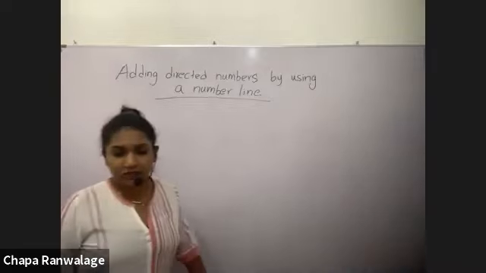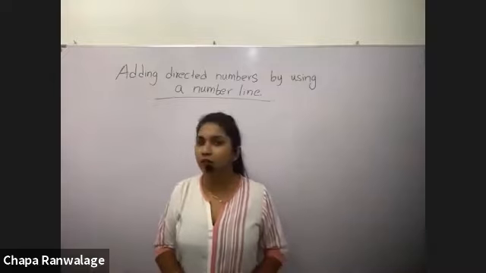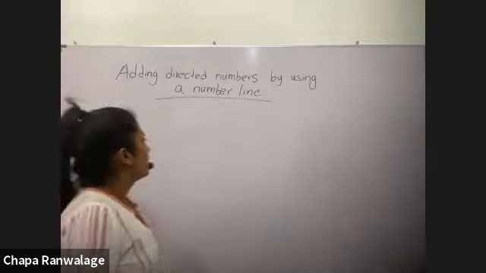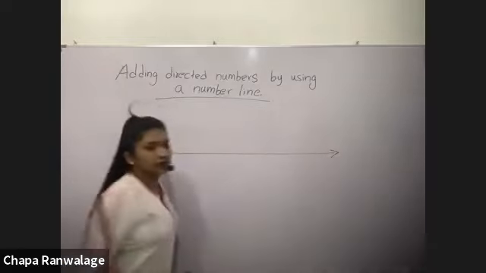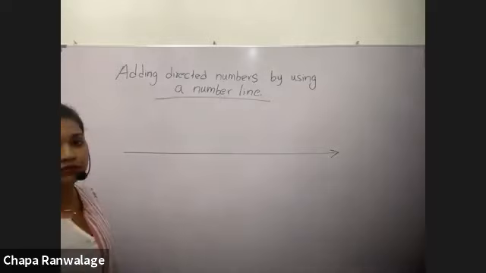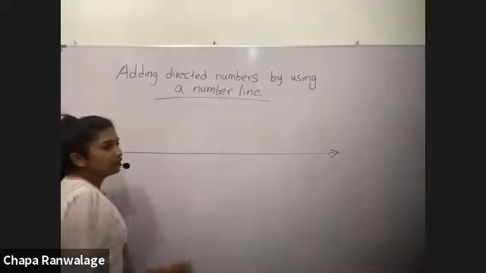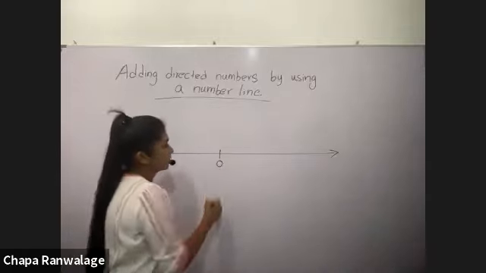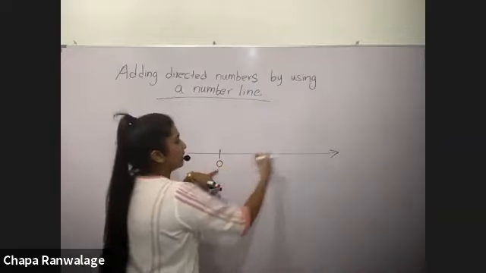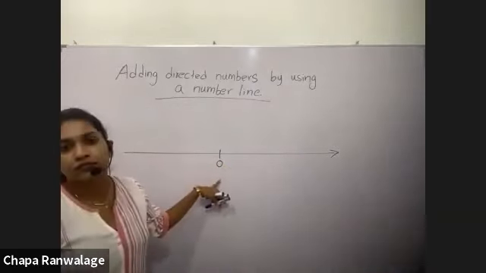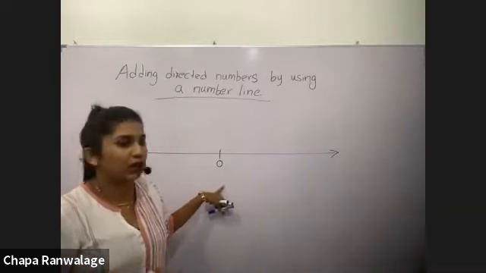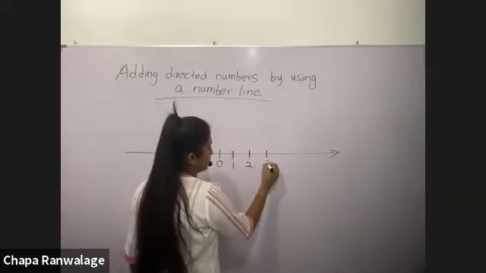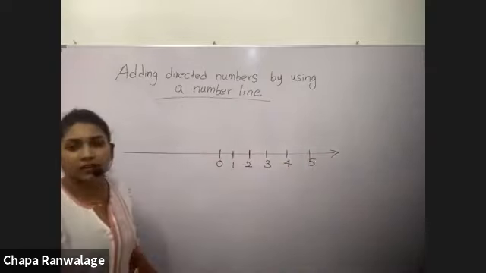Have you seen the number line? In grade 6, we discussed about the number line. Have you seen the number line before? Yes, teacher. Number line means this kind of thing. In the middle, we can see zero.